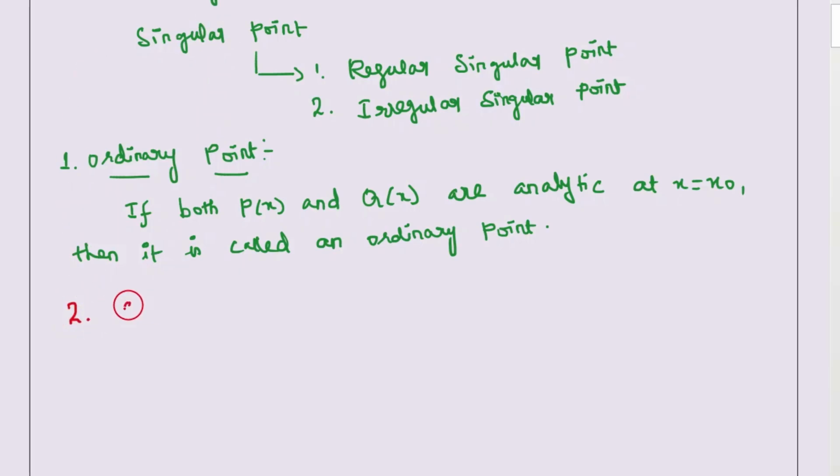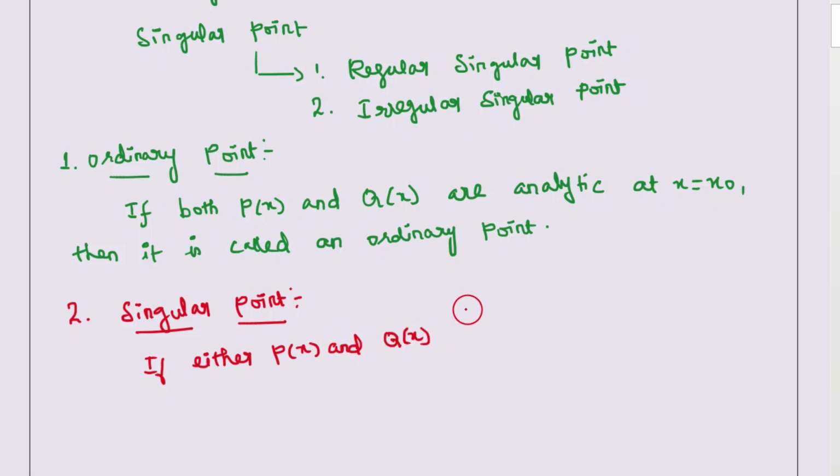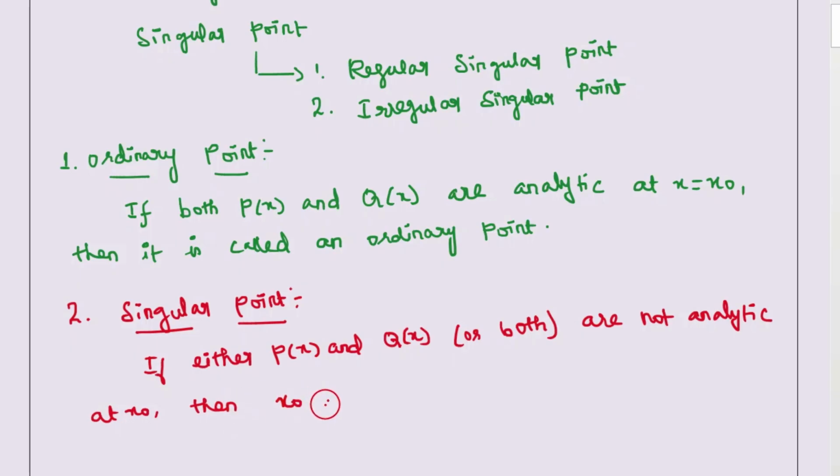Then next, what is meant by a singular point? If either p of x or q of x is not analytical at x naught, that is the important point, then x naught is called a singular point.